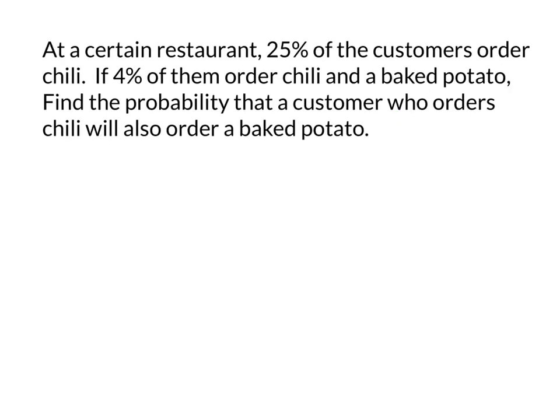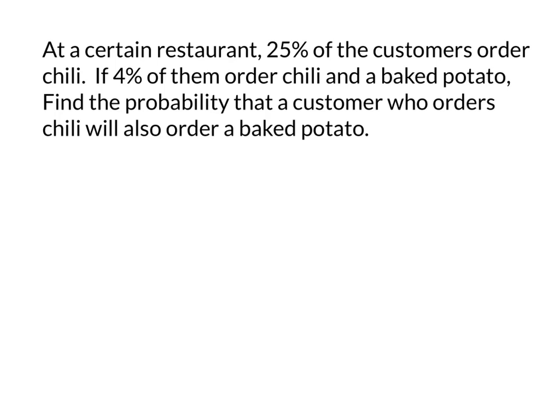One example that's a little less trivial here is that a restaurant digs through its receipts and keeps track of its data and finds out that 25% of its customers order chili and 4% of them order chili as well as a baked potato. We want to find the probability that a customer who orders chili is also going to order a baked potato.